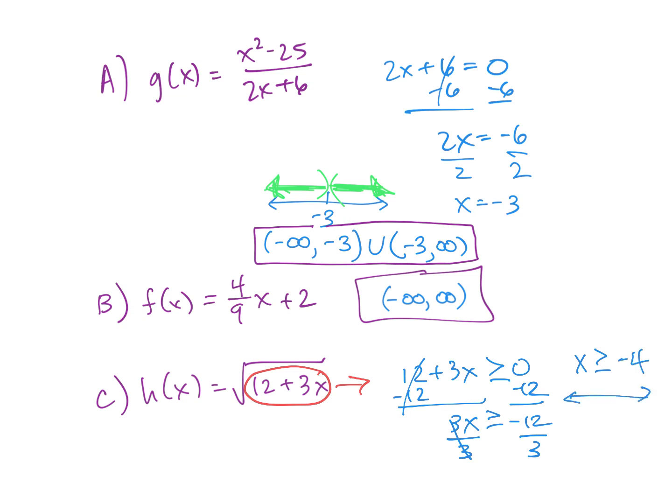So on my number line, negative 4 is a key. And all the values that are greater than or equal to negative 4 are to the right or on. So square bracket. My domain is square bracket negative 4 until positive infinity.